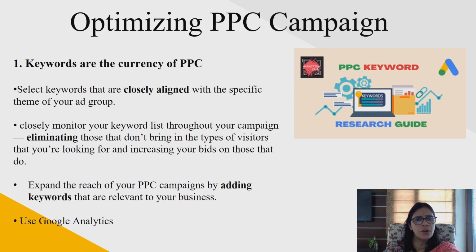The second important thing which you need to take care of is to eliminate those keywords which are not of great use to you, which do not bring a lot of business to you, or the type of visitors that you are looking for are not coming through those keywords. So try to eliminate those keywords so that your bid amount may not go waste. Thirdly, you can expand the reach of your PPC campaign by adding more keywords that are relevant to your business. So the more relevant keywords you add, the more effective it becomes.